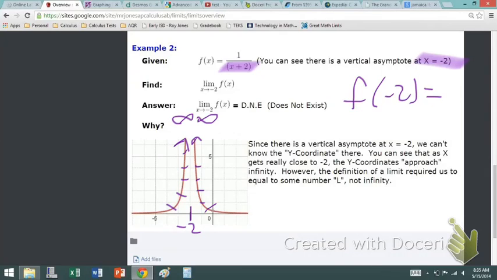So our thought might be that the limit of f of x as x approaches negative 2 would be infinity. But the formal definition I showed you a second ago said that the limit has to equal some number L, some constant. Infinity is not a constant. Therefore, we say that the limit does not exist in this case, because you can't have a limit of infinity. The next section will go into limits in more detail.